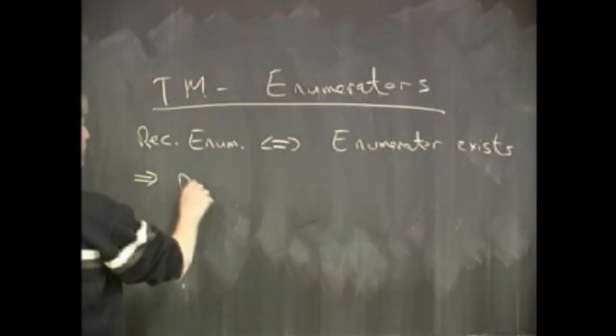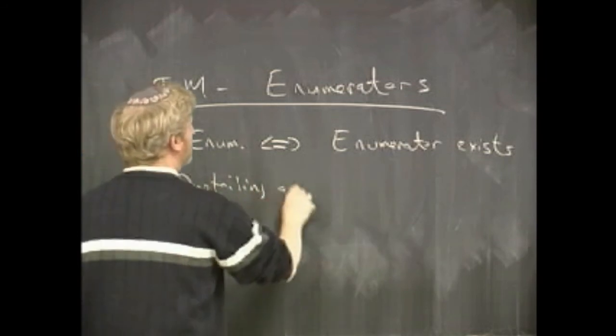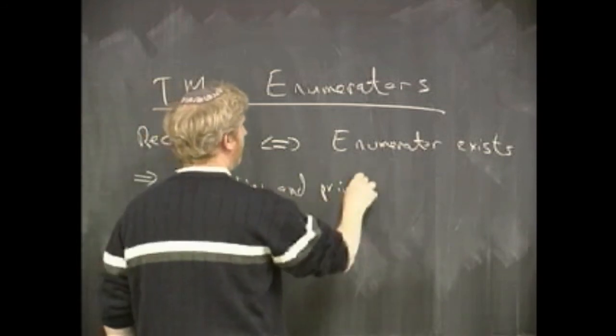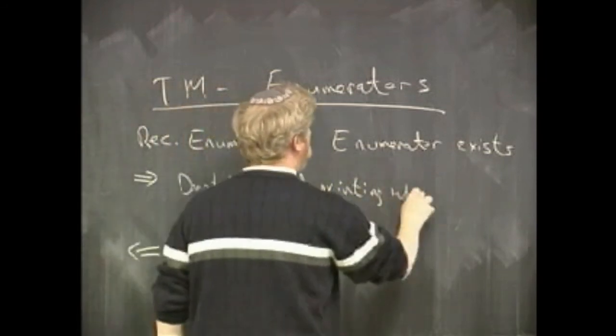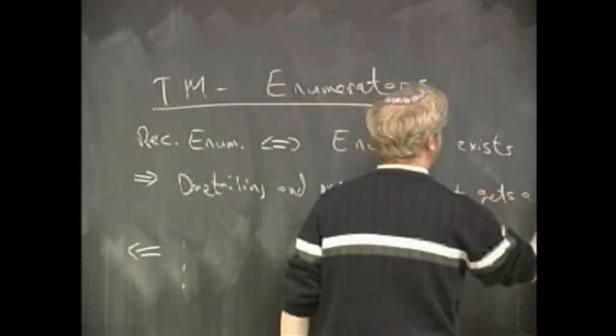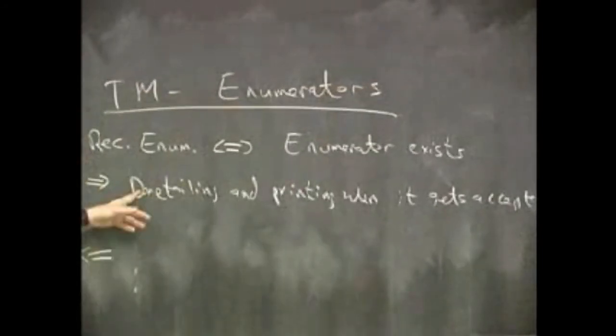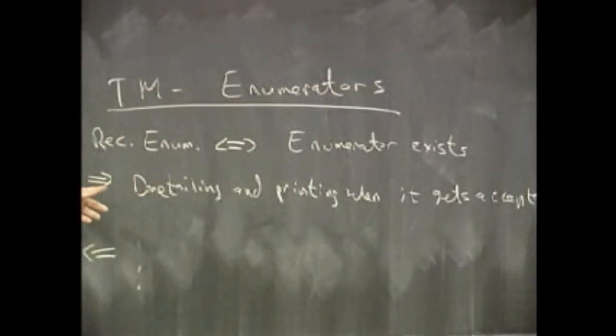So I'm going to write the proof is by dovetailing and then printing. Printing when it gets accepted. What order are these strings going to get printed out? Any special order?